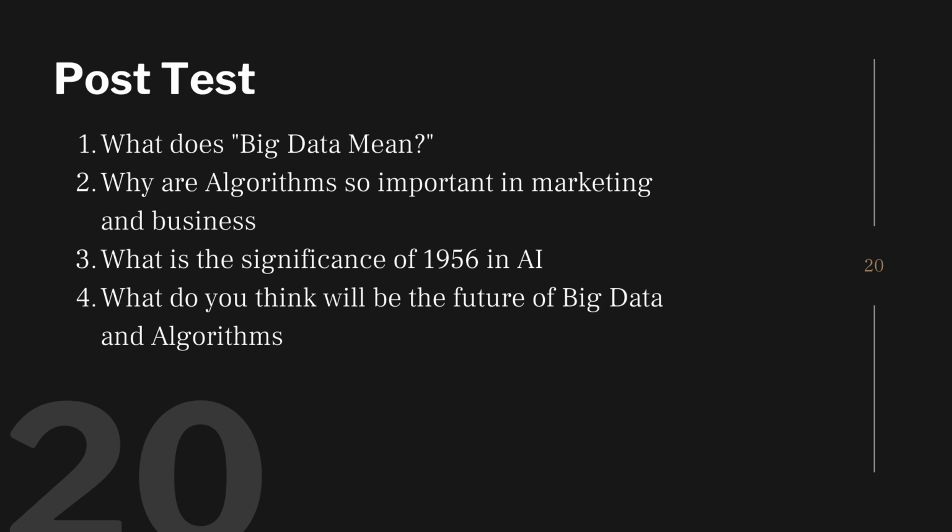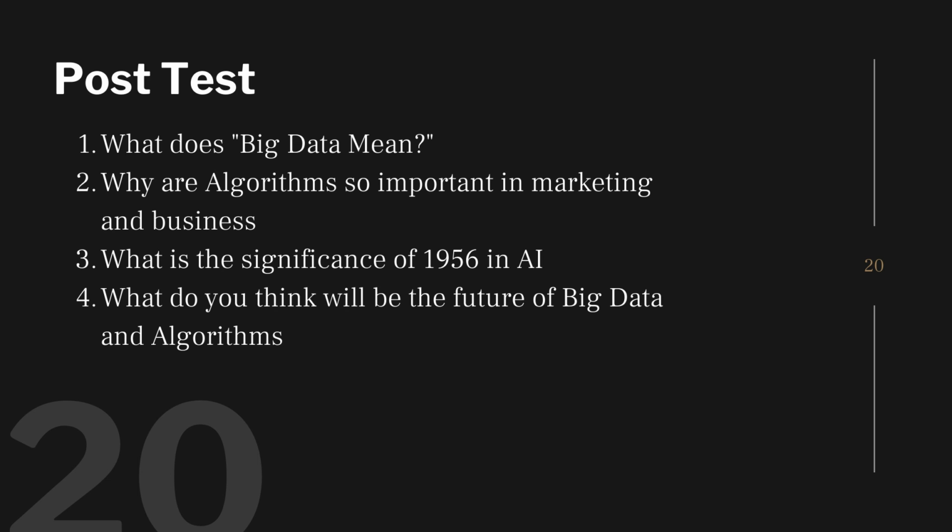So again, let's go back to the post-test. What does big data mean? Big data, like we said, is the amount of data that we're unable to store and process with current data software. Why are algorithms so important in marketing and businesses? Because this is how they make the data work and actually improve, by turning your data into something useful, so that you don't have garbage in, garbage out.